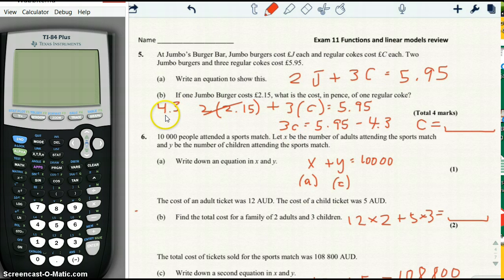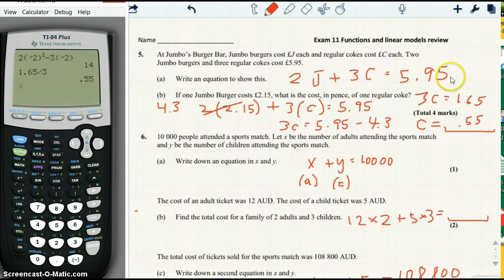So we subtract 4.3 from here and we get 0. Subtract 4.3 from here and we get about 1.65. So then we have 3C equals 1.65. We can do that in our calculator. 1.65 divided by 3. And the answer is 0.55. So Coke costs 0.55.